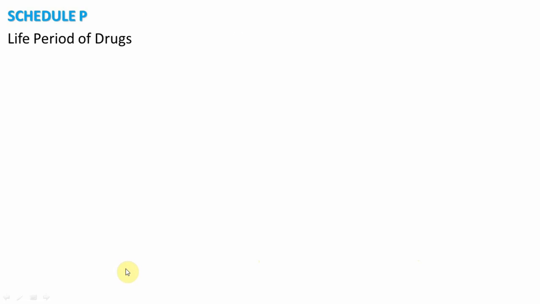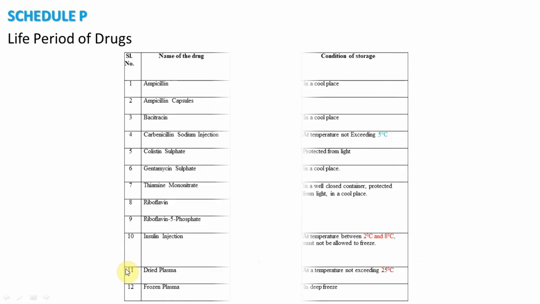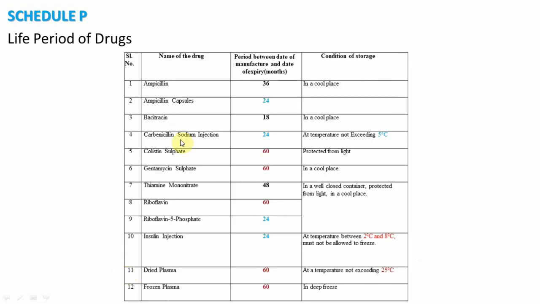Next, the Schedule P. In Schedule P, you have to remember P for periods. Schedule P, P for periods, that is life period of drugs, means expiry of drugs. These are some examples: name of the drug, period between the date of manufacture and date of expiry, condition of storage. For ampicillin, period between the date of manufacture and date of expiry is 36 months. These all are in months. Condition of storage: in a cool place.